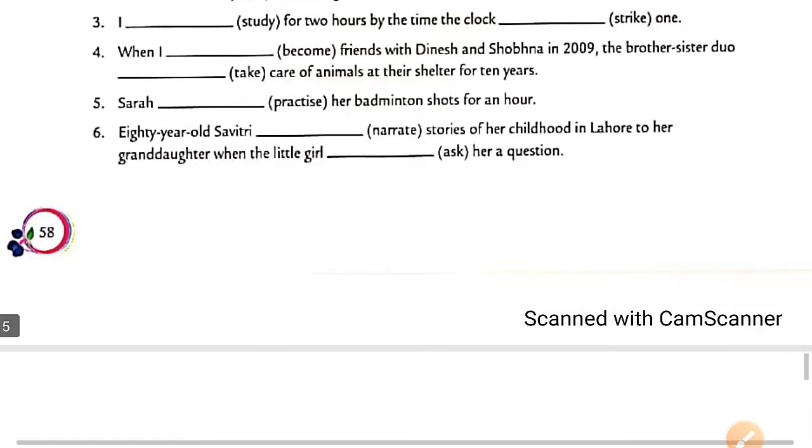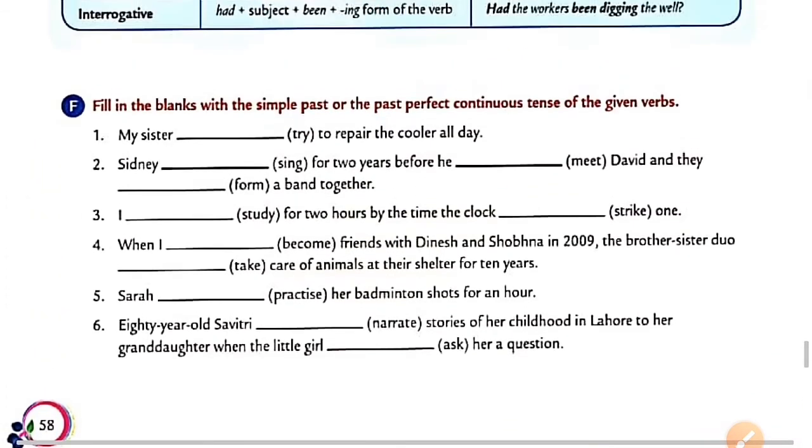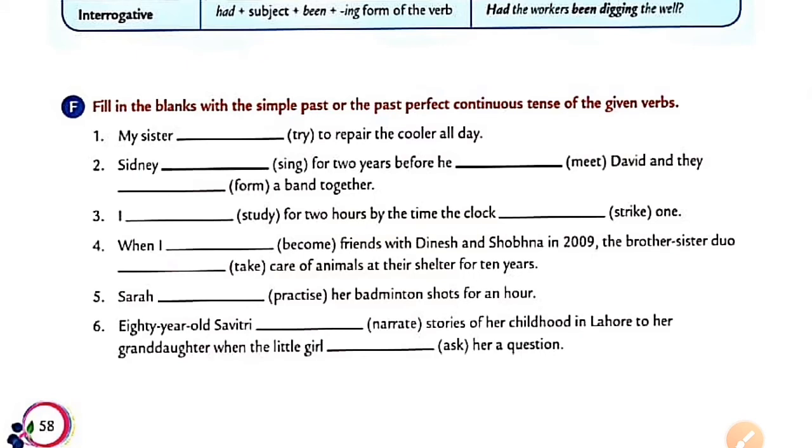Part A. Fill in the blank with simple past or past perfect continuous tense of the given verbs. Okay, we will start.